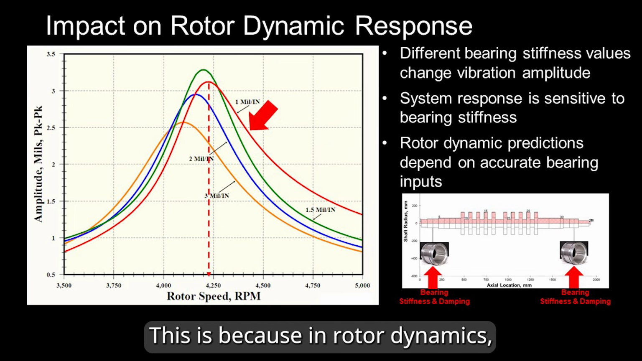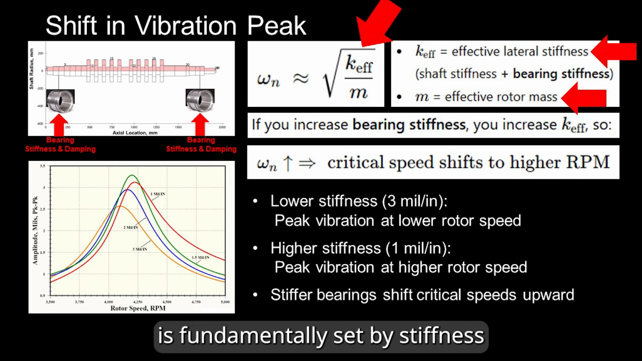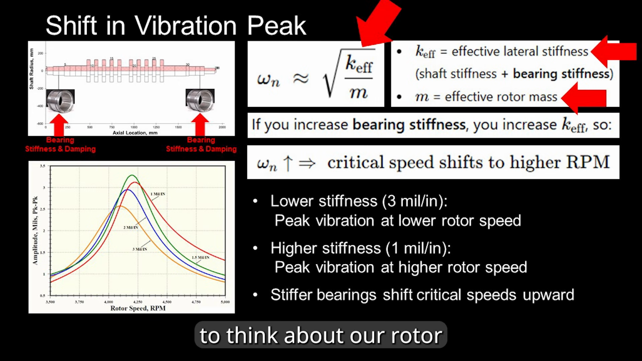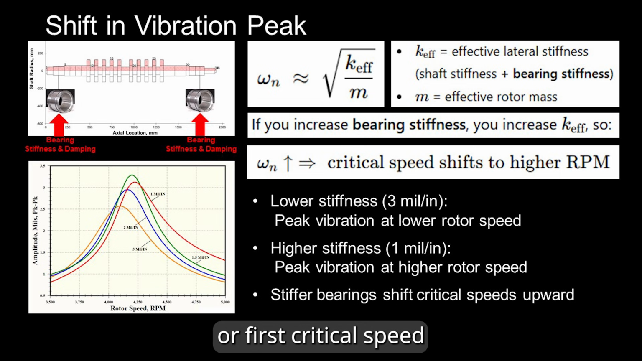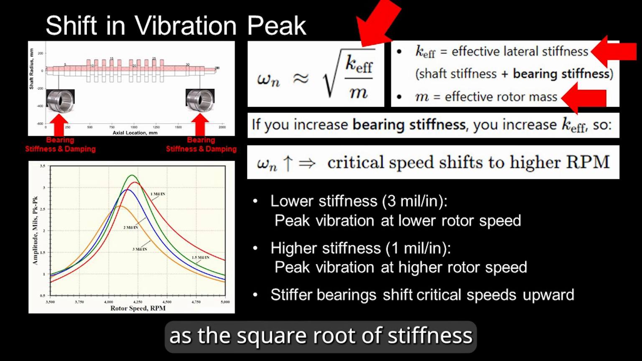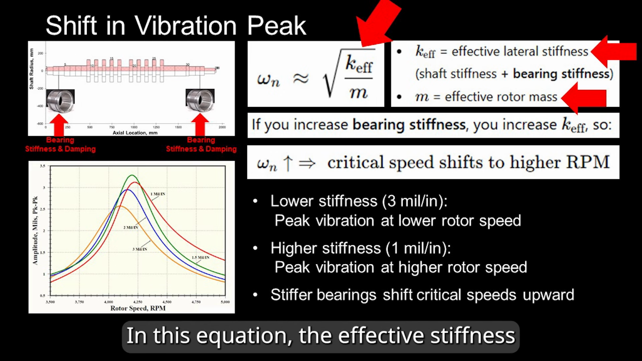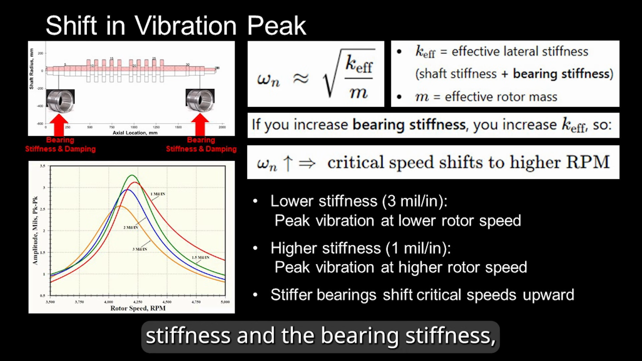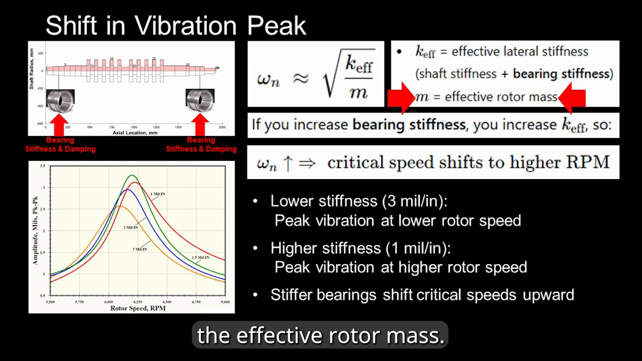This is because in rotor dynamics, the critical speed is fundamentally set by stiffness and mass. A simple way to think about a rotor bearing system is as a spring mass system. The first natural frequency, or first critical speed, can be approximated as the square root of stiffness divided by the mass. In this equation, the effective stiffness comes from both the shaft stiffness and the bearing stiffness, and the mass represents the effective rotor mass.